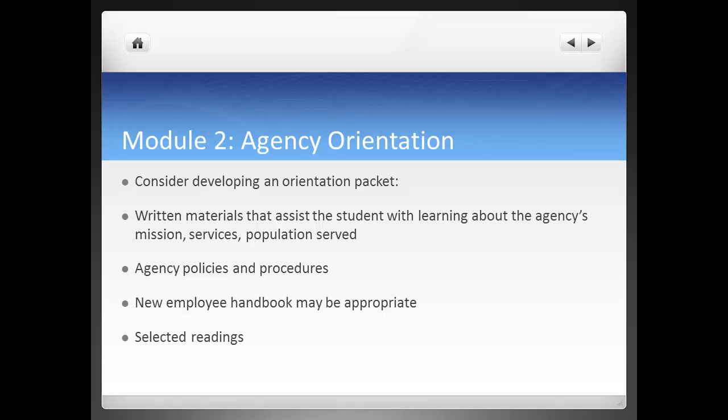And finally, selected readings. If you have specific readings that you believe are very helpful in terms of the student understanding more about the population being served or the issues being addressed by the population you're working with, don't be shy about assigning students those readings.